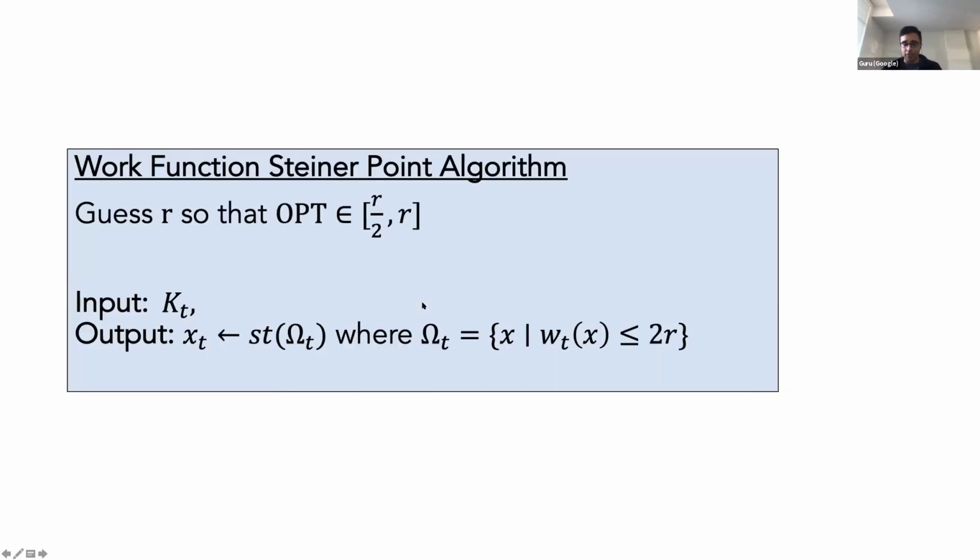And now I can tell you what this algorithm is. So the algorithm is the following. After you get every step, after you get a new point kt, you compute this set omega t, which is sort of like this expanded version of opt, and then you play the Steiner point of this function. And it turns out that this is d-competitive.